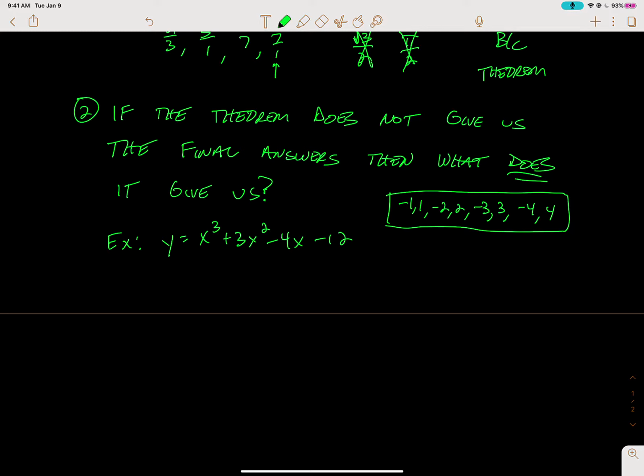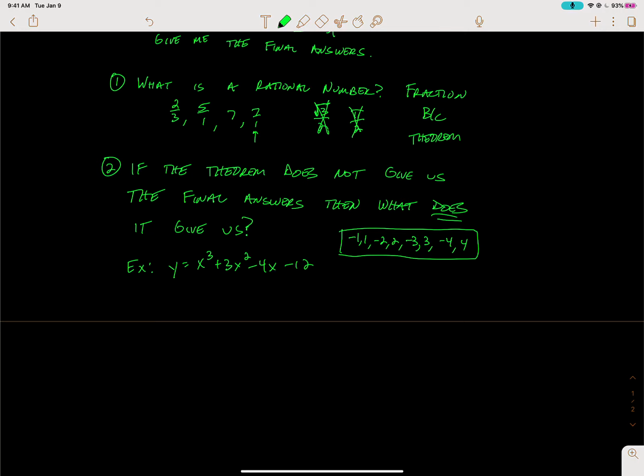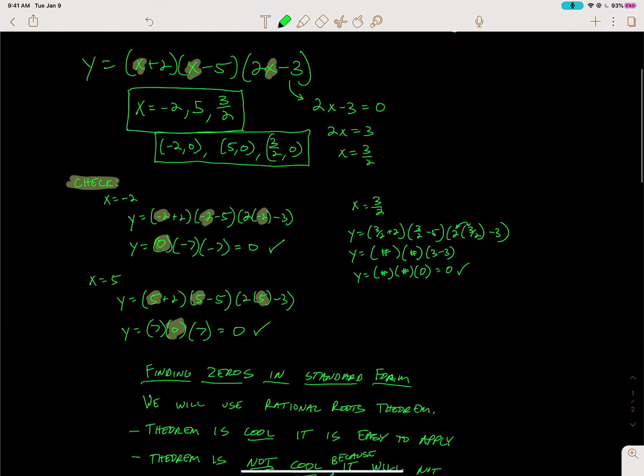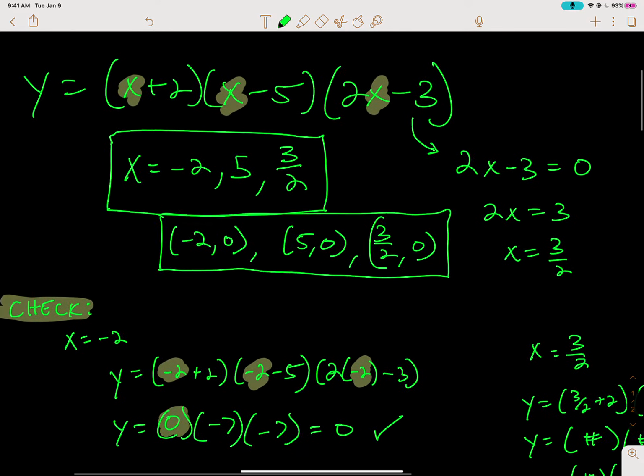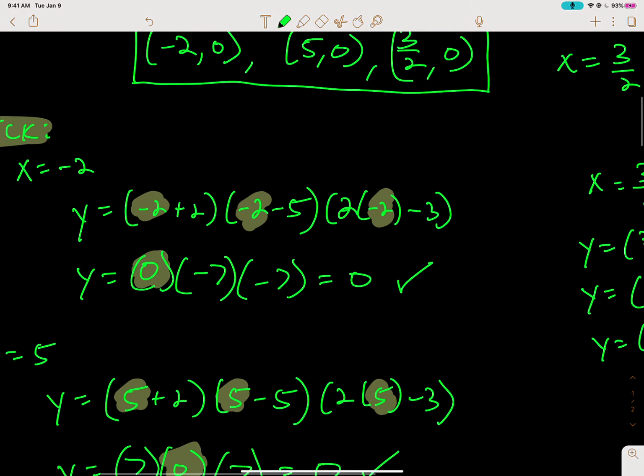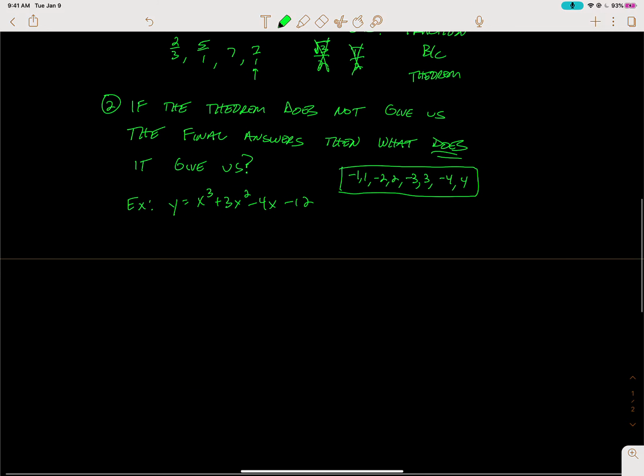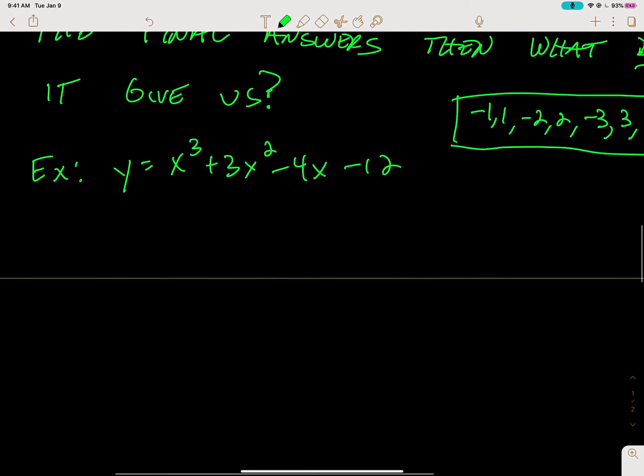So how are we going to do that? We have to check each one of these by plugging it back into the polynomial and seeing if I get 0. So remember, that's what we did here, right? We checked. Plug in -2 and see if we get 0, except this time it's not in factored form. So let's do some checks on this. So first I'm going to check the possible 0, x equals -1.